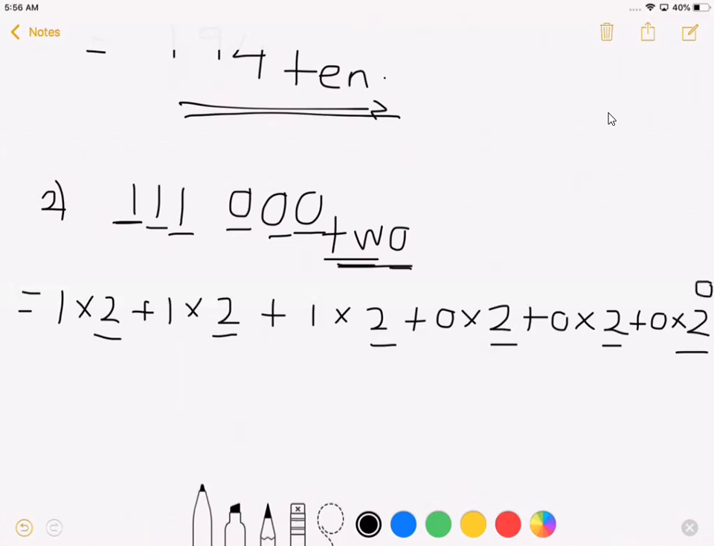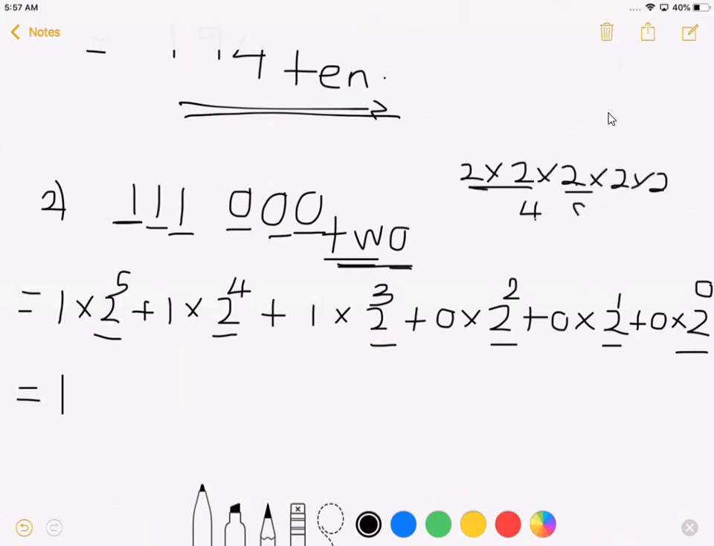So you start from the right: 0, 1, 2, 3, 4, and 5. 2 to the power of 5 means 2 times 2 times 2 times 2 times 2. 2 times 2 is 4, 4 times 2 is 8, 8 times 2 is 16, 16 times 2 is 32. So it's 1 times 32.